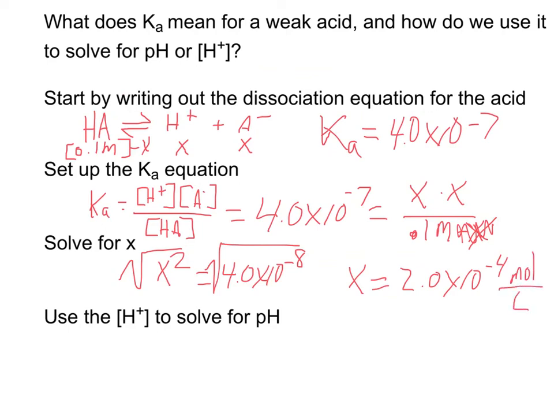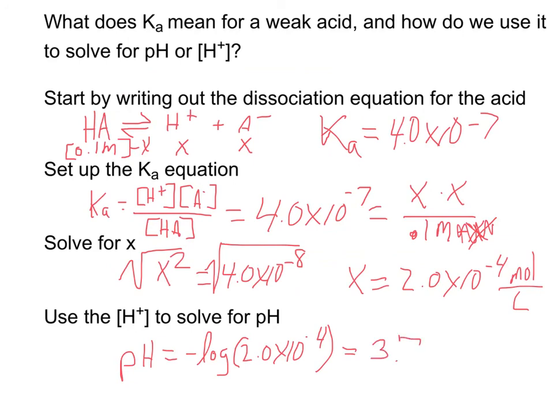And lastly, they want us to solve for the pH. So pH is equal to negative log of that number we just got, 2.0 times 10 to the minus 4. So what's that work out to? It equals 3.7.